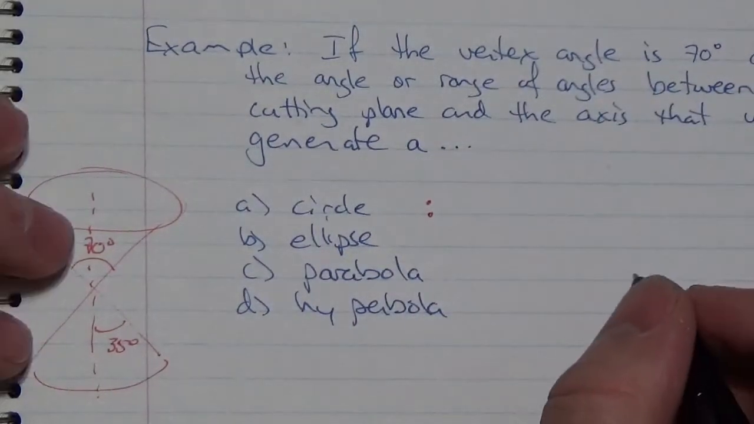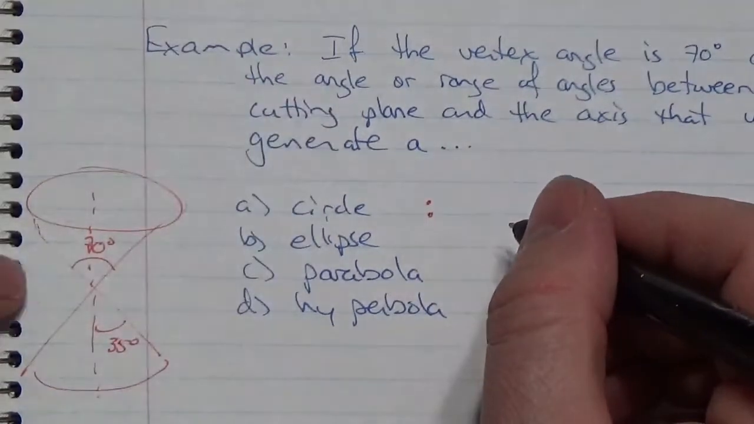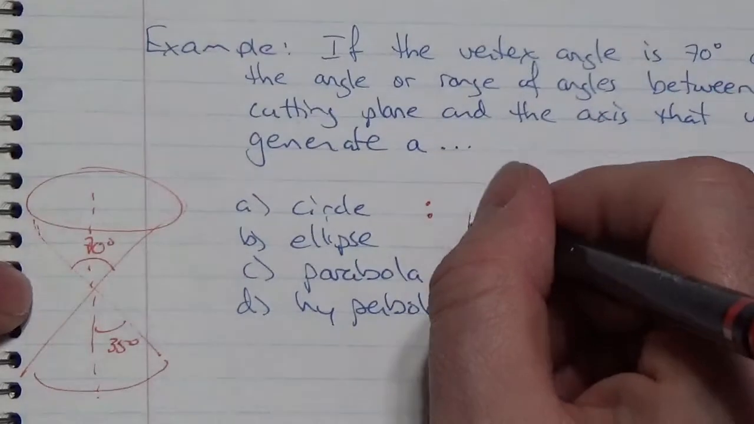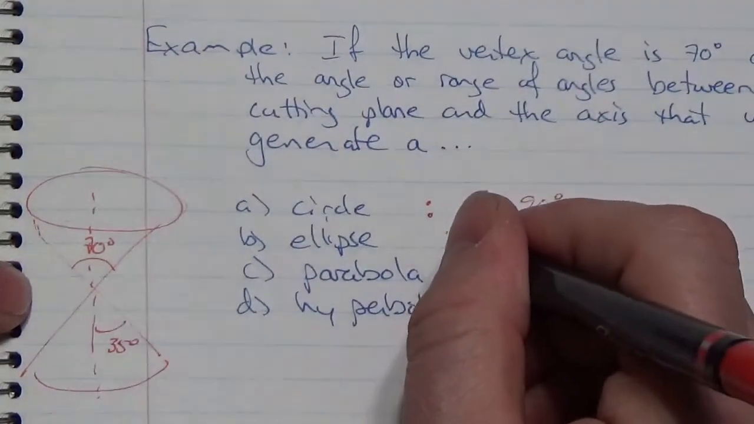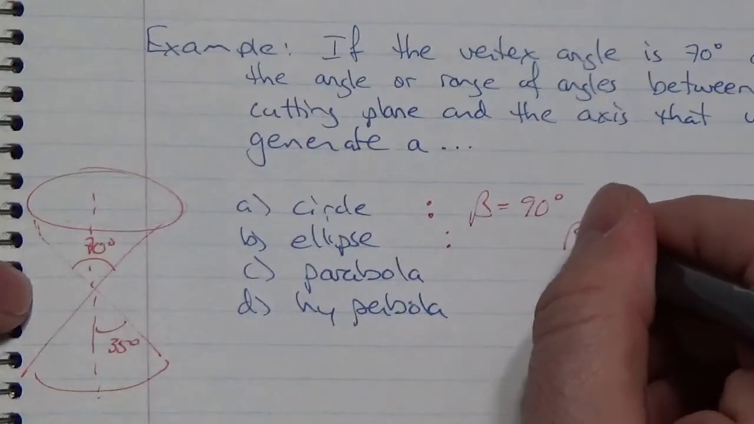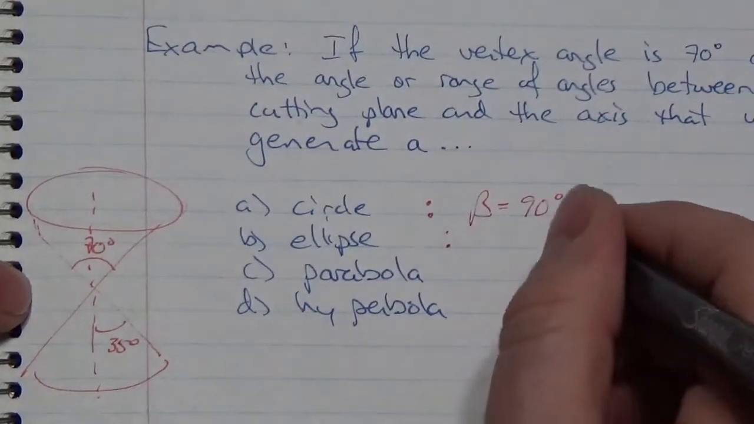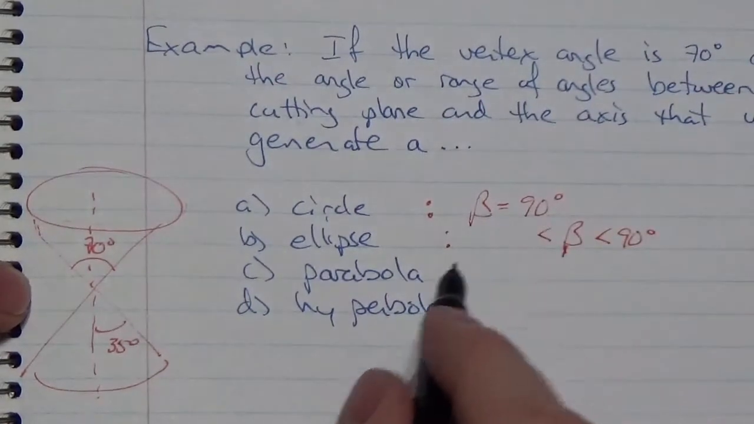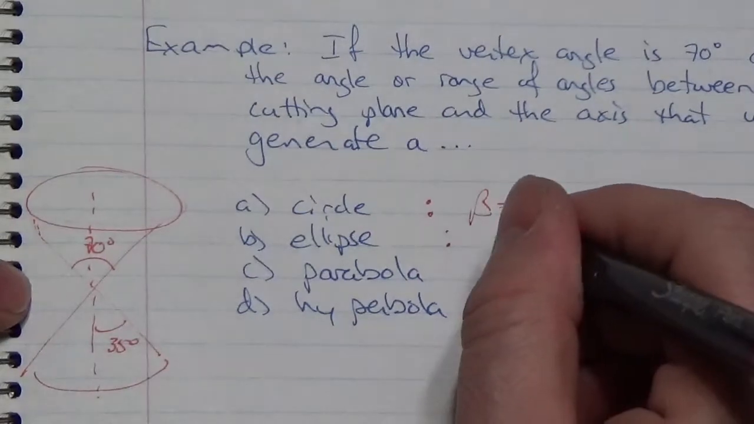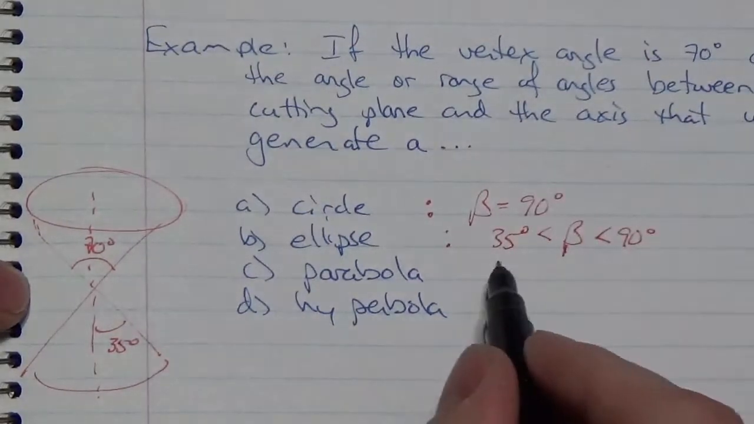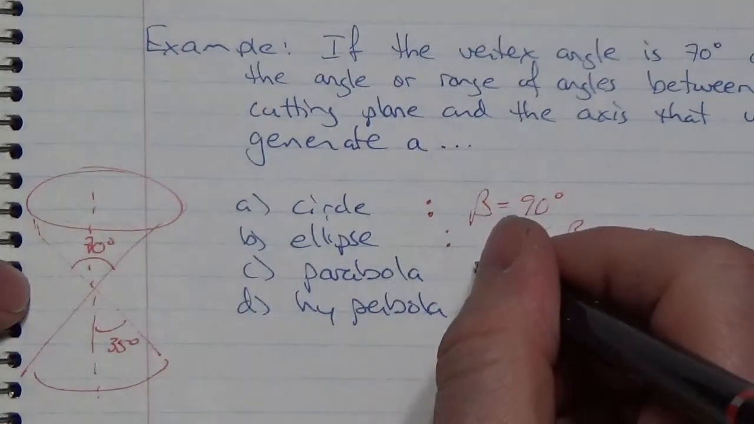Now, for a circle, the cutting angle here is just going to be 90 degrees. As long as we cut it at 90 degrees to the central angle here, we're fine. So beta here is going to be 90 degrees. For an ellipse, our beta, our cutting plane angle, had to be less than 90 degrees, and it had to be greater than the 35 degrees or the generator angle. So as long as it was somewhere between those two, I'm going to produce an ellipse here.